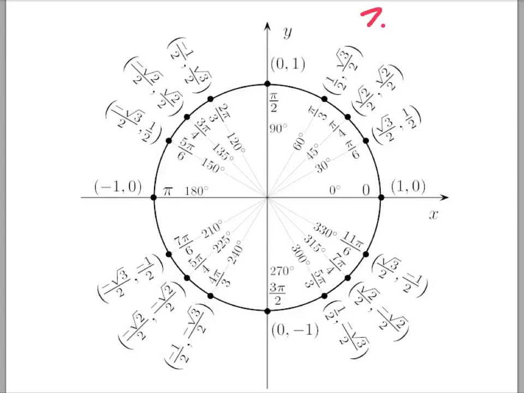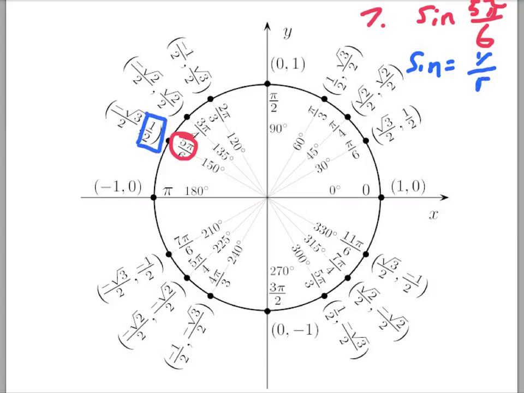Okay, number 7 says to do the sine of 5 pi over 6, and is it true or false that it equals negative 1/2? So we first find 5 pi over 6, it's right there. Sine, remember, is the y value. Sine, think about it, is y over r, but r is 1 because it's the unit circle. So the y value of 5 pi over 6 is 1/2. Question number 7 said that equals negative 1/2. The negative is not positive, therefore number 7 is false.